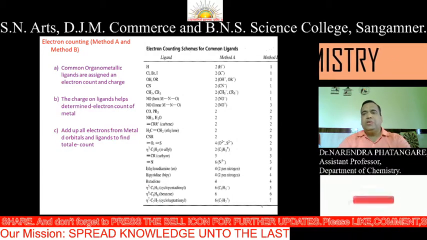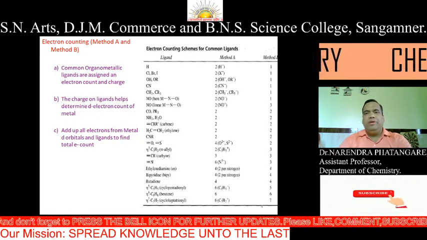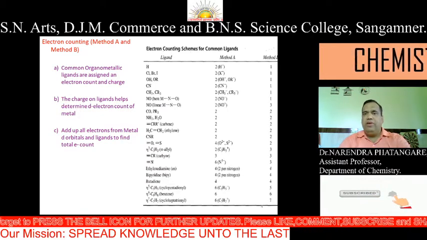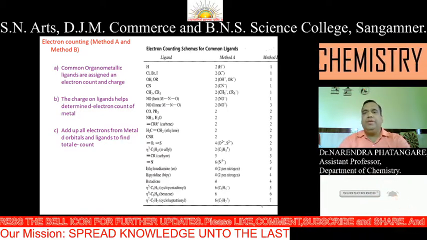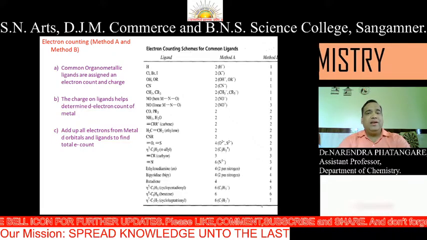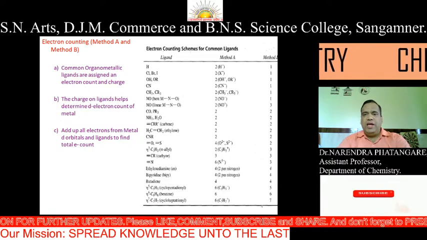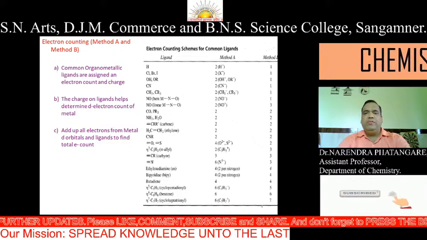While in the case of halogens, we are considering only one method. Now I am going to take only one method, that is the neutral ligand method, method B. So halogens contribute 1, OH, cyanide, CH3 all contribute 1.